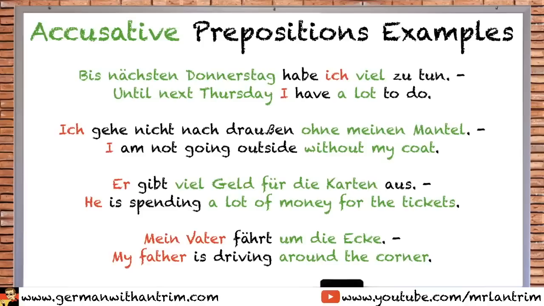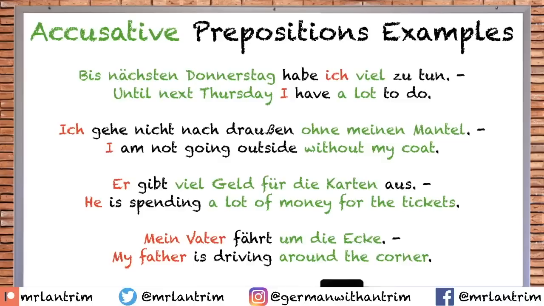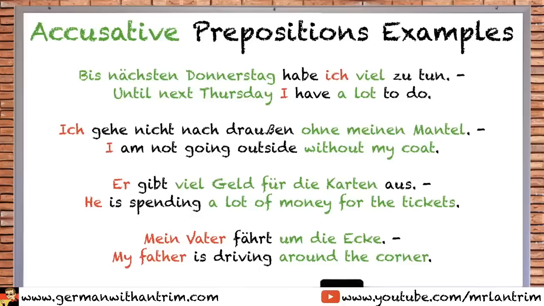Mein Vater fährt um die Ecke. My father is driving around the corner. My father is the one driving. The direction is die Ecke, around the corner, and um requires the accusative case, so the entire phrase die Ecke is accusative.